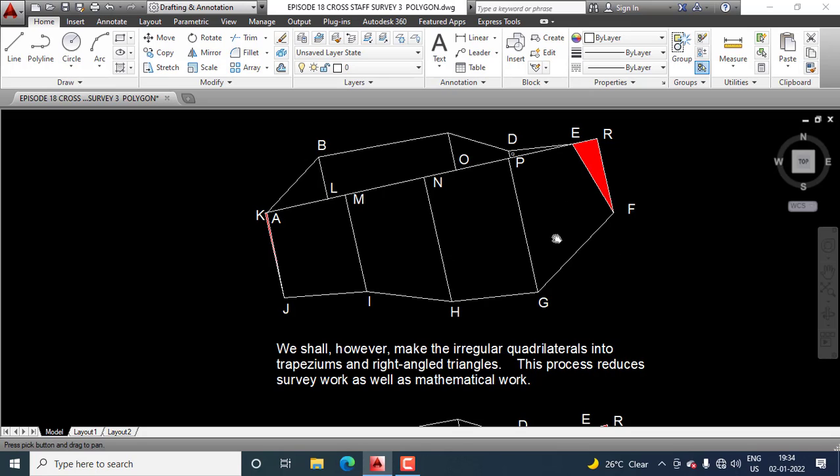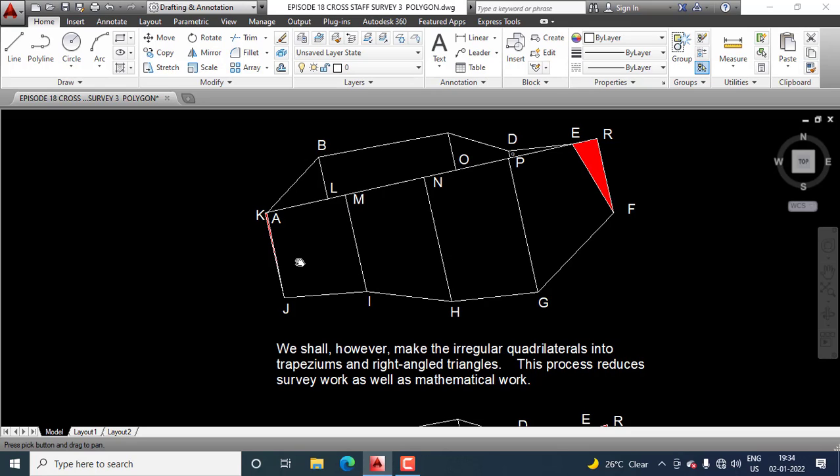Here, this irregular quadrilateral has been made a trapezium and a triangle. PEFG is an irregular quadrilateral. We have extended PE to R and we have taken an offset RF. Therefore, RF and PG are parallel and therefore PRFG is a trapezium and ERF is a right angle triangle. So, if we calculate the area of PRFG and deduct the area of ERF, we can get the area of PEFG.